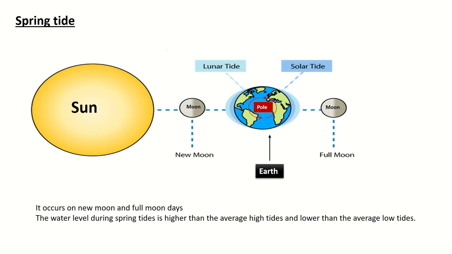Remember one thing: on new moon day, the sun and the moon's gravitational forces combine together and try to pull the earth. And on full moon day, the gravitational forces of the sun and earth combine and try to pull the moon. So we see that the level of water will be very high in spring tide.